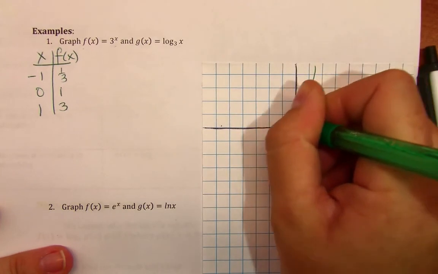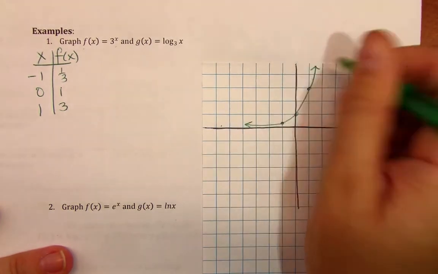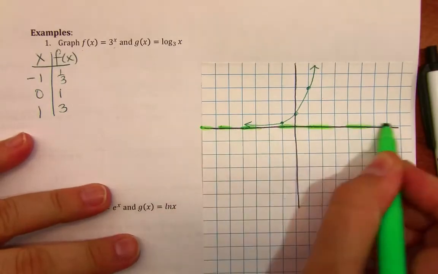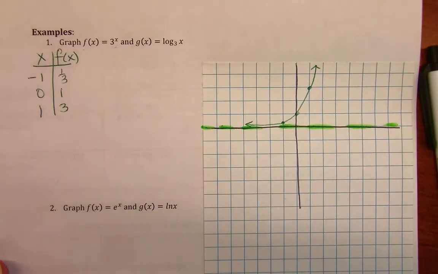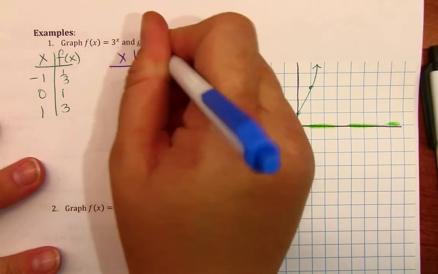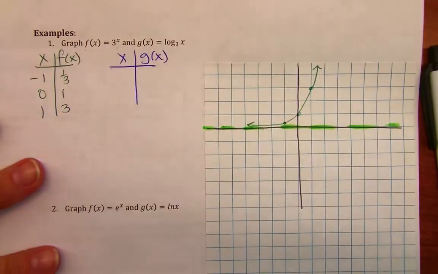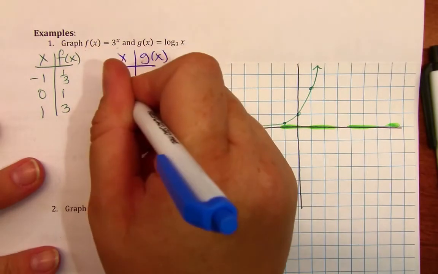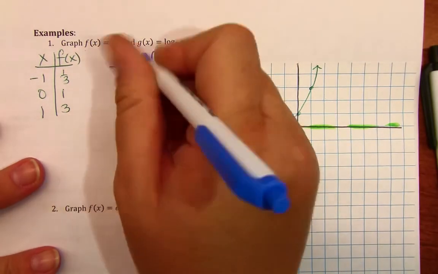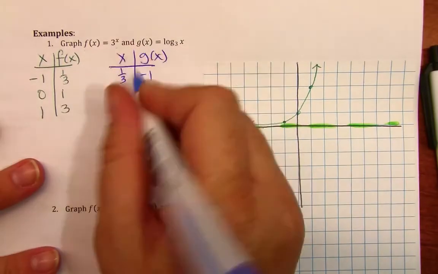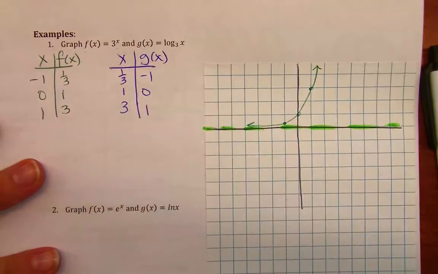This is my graph here. And I have a horizontal asymptote right there. Now, for g of x, remember with inverses, you can just switch the points. So now I have 1/3, 1, and 3. And giving me 1/3, I'll get -1, 0, and 1.